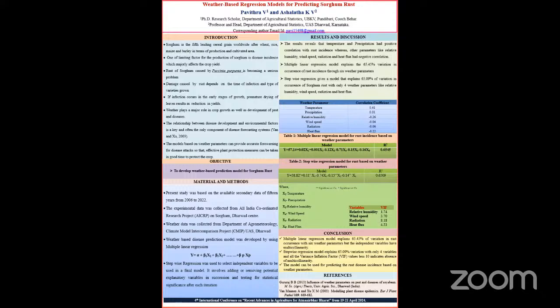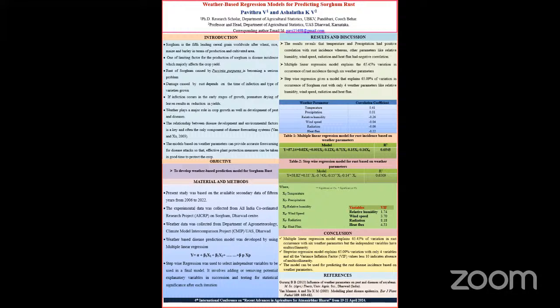And the multiple linear regression model explains 65.45% of the variation that occurs in rust incidence through all the 6 weather parameters which we have considered. And the model is given in table 1.